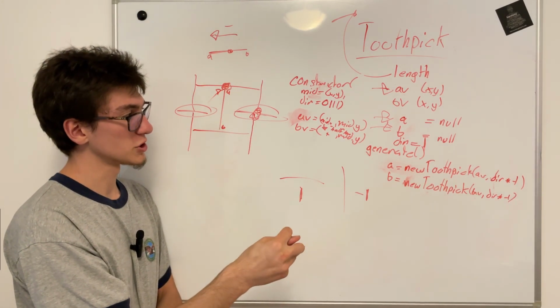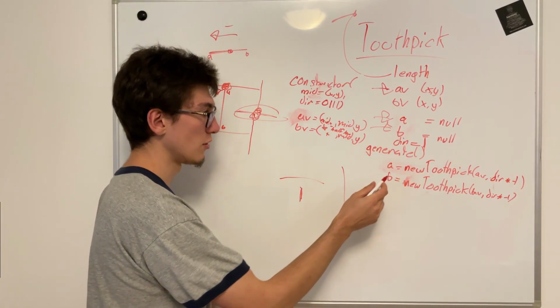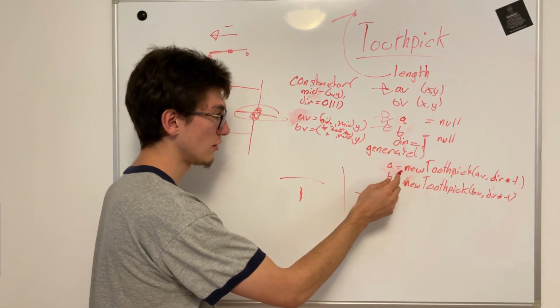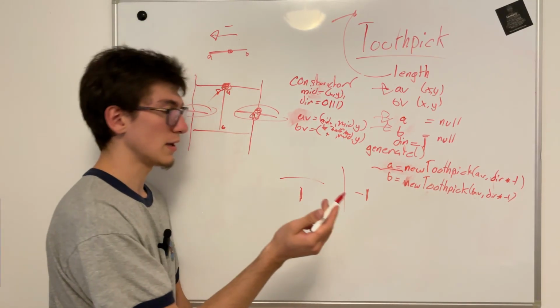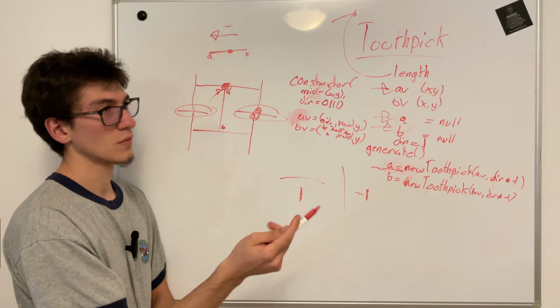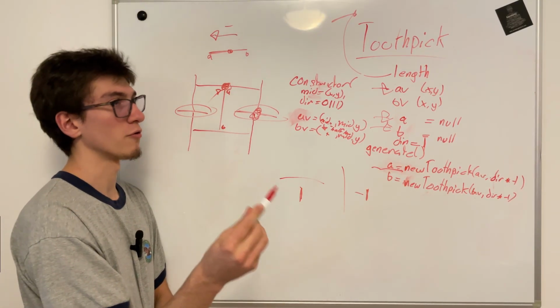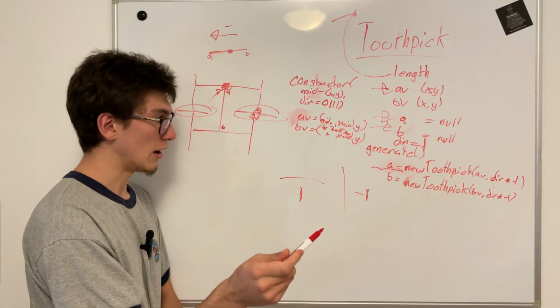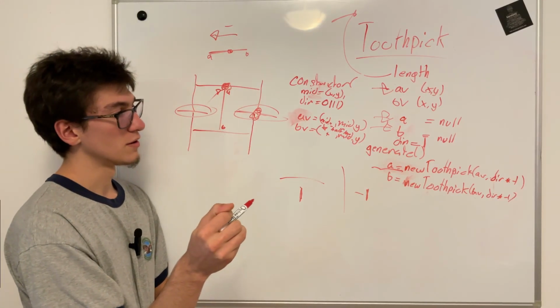I'm thinking that whenever we generate, we could only create A, or B, regardless, only create A if none of the other toothpicks present, AV or BV, intersect with any of the new AV or BV.